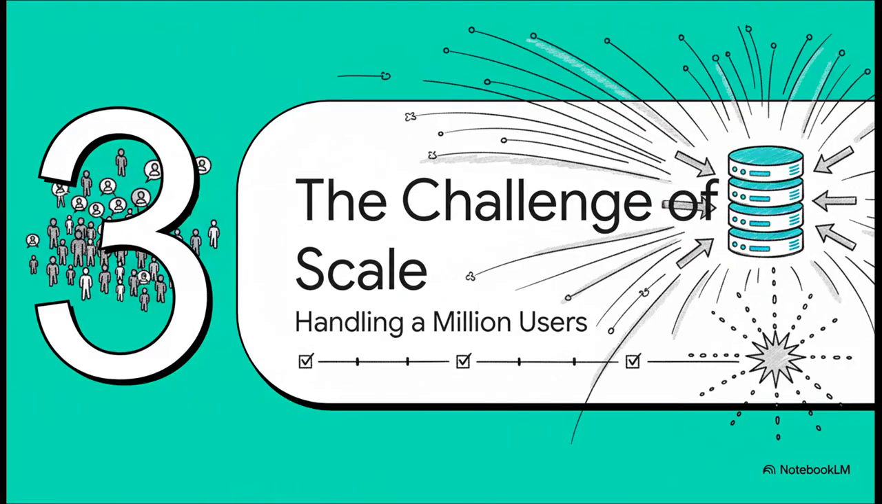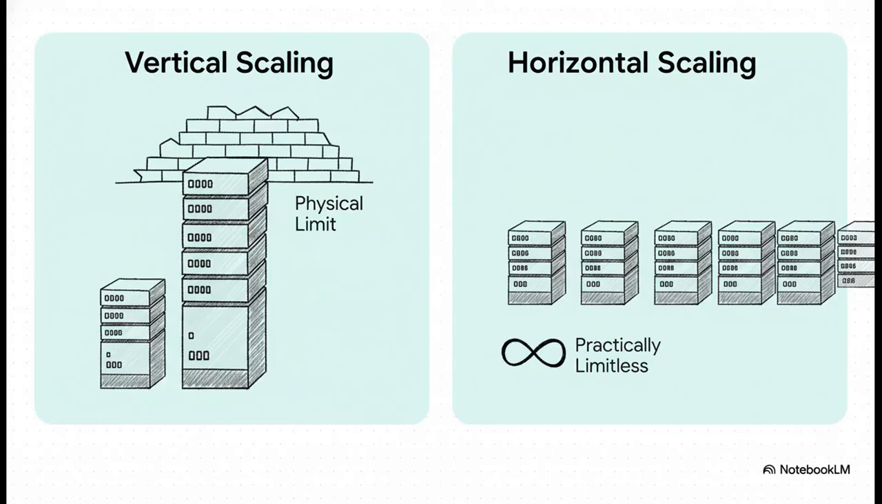Because scaling is maybe the single most important challenge any successful app will ever face. I mean, what happens when you go from 100 users to 100,000 or a million? Your database has to be able to handle that crushing load, and the way it does that is absolutely critical to your survival. And there are really only 2 ways to scale.